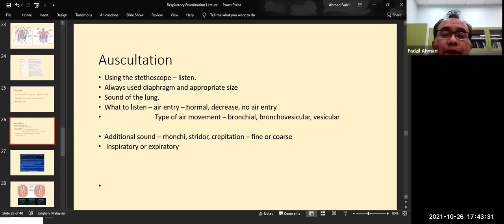So you have to decide, is it normal, decreased, or no air entry? Type of air movement, is it bronchial, bronchovesicular, or vesicular? Any additional sound: rhonchi, stridor, wheezing, fine crepitations or coarse crepitations, inspiratory or expiratory. Where is it? Is the sound during the inspiratory phase or the expiratory phase?